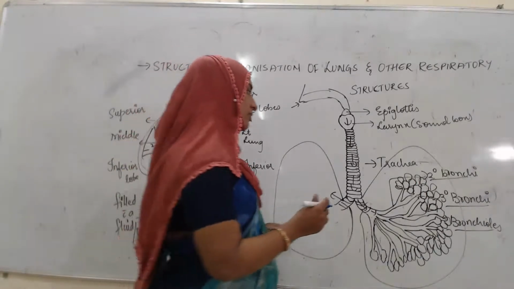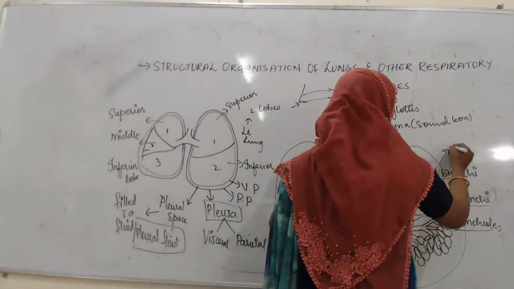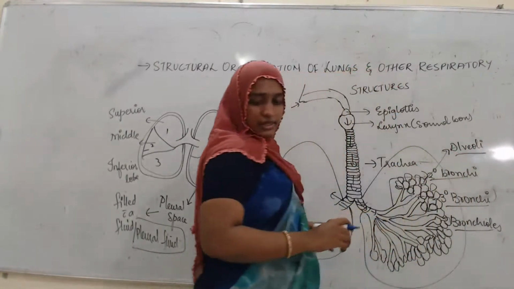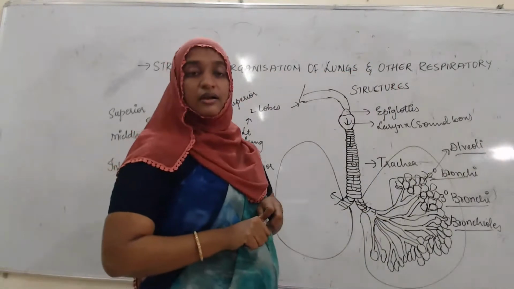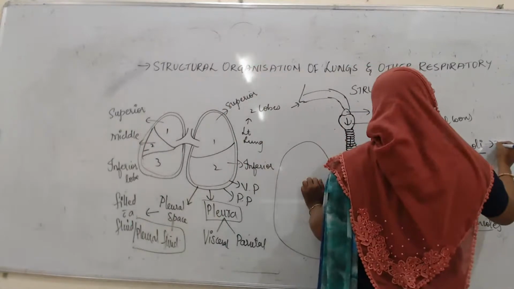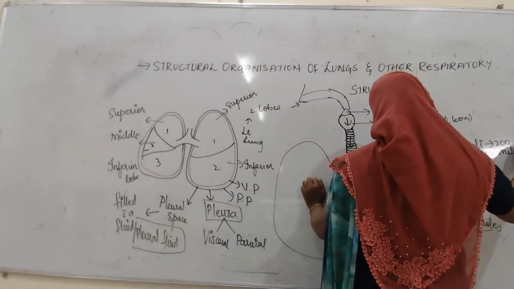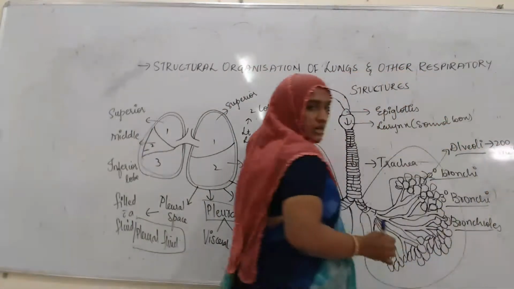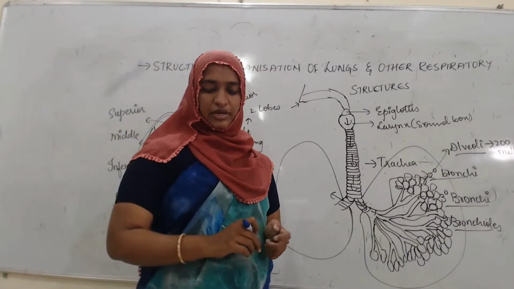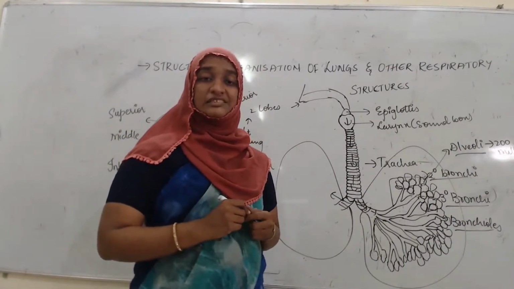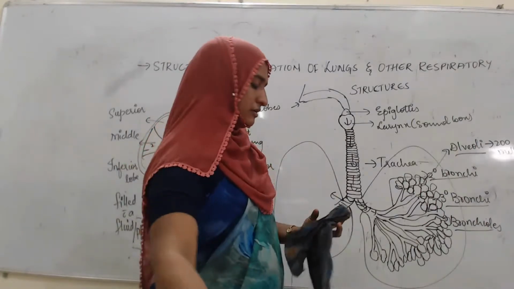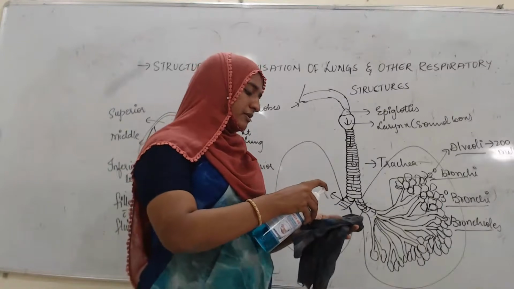Okay, so how many alveoli are there? These are the alveoli. In each lung there will be a presence of 200 million alveoli. How many? In each lung, 200 million alveoli will be located. Okay, the walls of alveoli are extremely thin with an extensive network of capillaries. So wait a minute, I will show how it is enveloped.